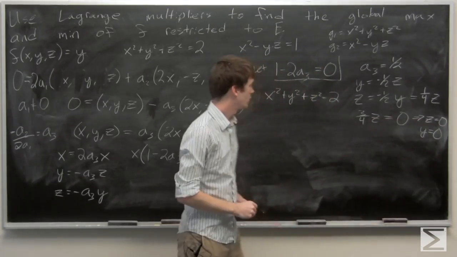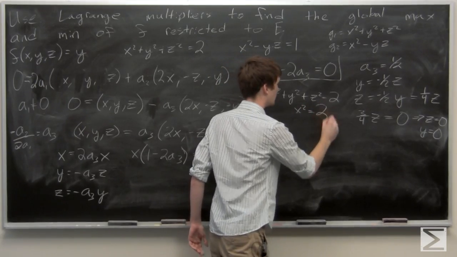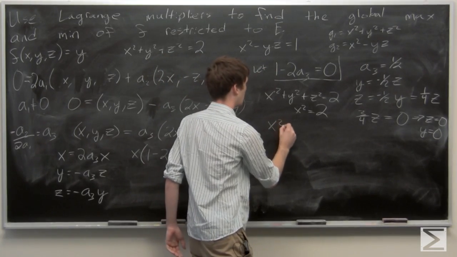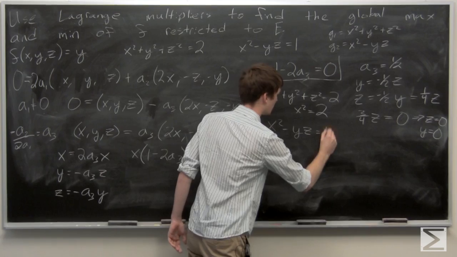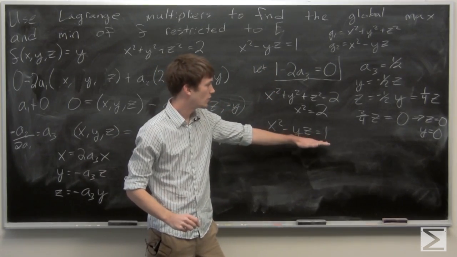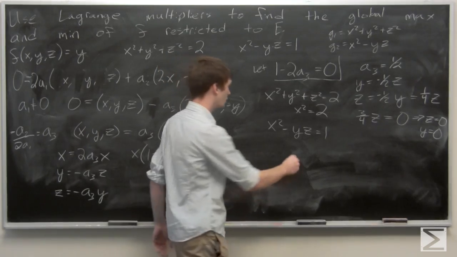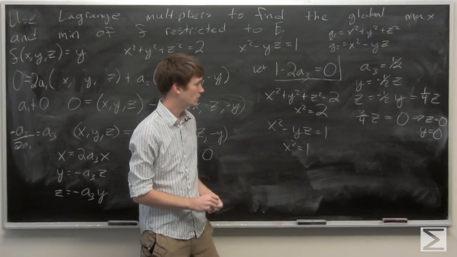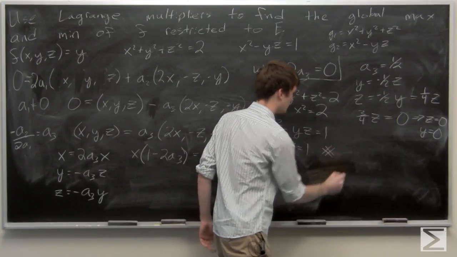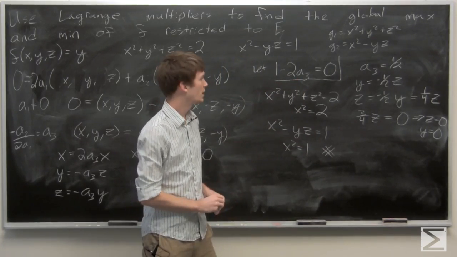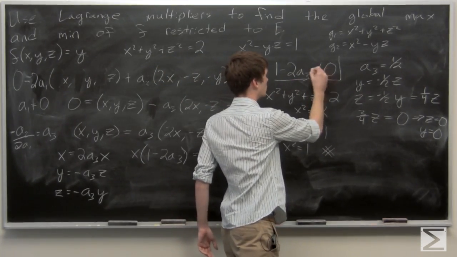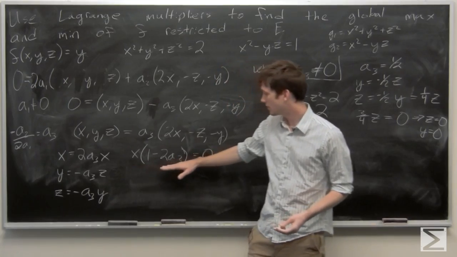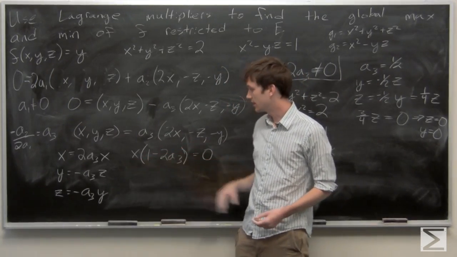But y and z are both 0, so we have x squared is equal to 2. And then from our second constraint, we have x squared minus yz is equal to 1. Y and z are 0, so we have x squared is equal to 1. So we have x squared is equal to 1 and x squared is equal to 2, so that's a contradiction. And we know that 1 minus 2a3 is not equal to 0. Okay, so if 1 minus 2a3 is not equal to 0, then we're back here. And that means that x has to be equal to 0.